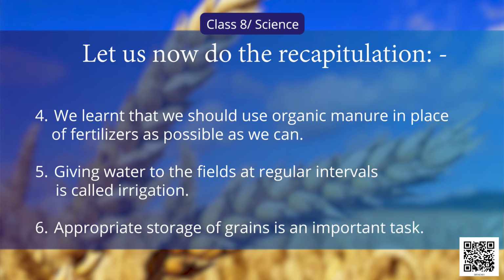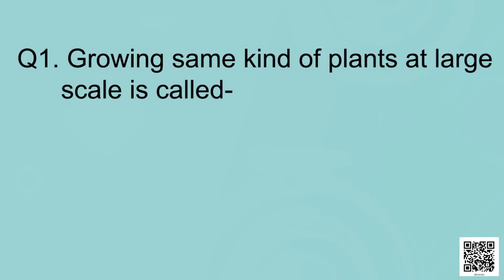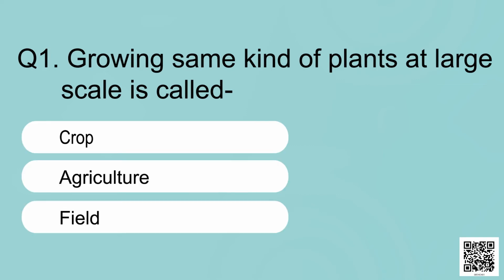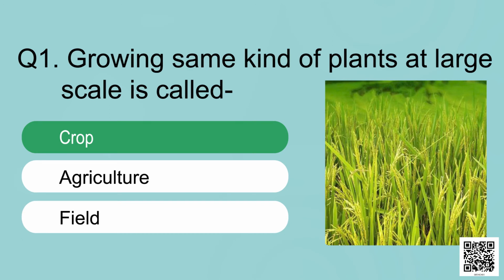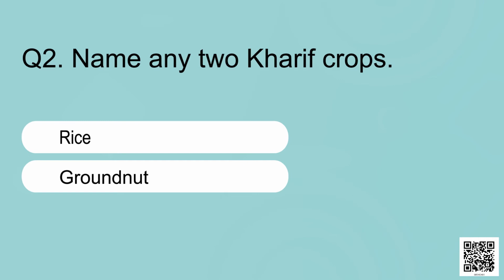Students, now we expect that you have learned the whole process. And now I will ask some questions from you. First question. Growing same kind of plants at large scale is called, options are crop, agriculture, field. The correct answer is crop. Now the second question. Name any two Kharif crops. Answer is rice and groundnut.